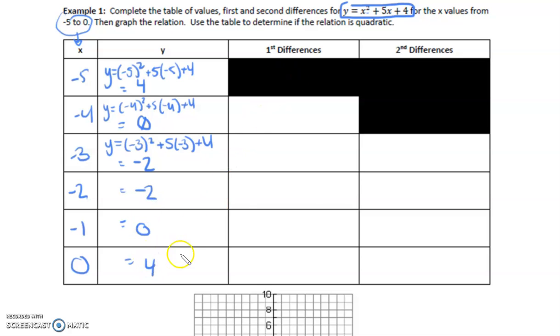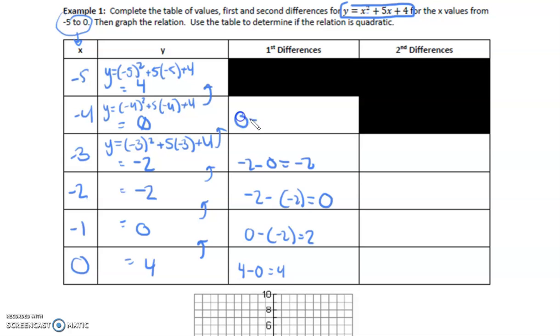Okay, in regards to first differences, we're going to go up the y column and we're going to subtract. So we're going to go 4 minus 0, and that's 4. 0 minus -2, and that's 2. -2 minus -2, and that is 0. We get -2 minus 0, which is -2, and then 0 minus 4, which is -4.